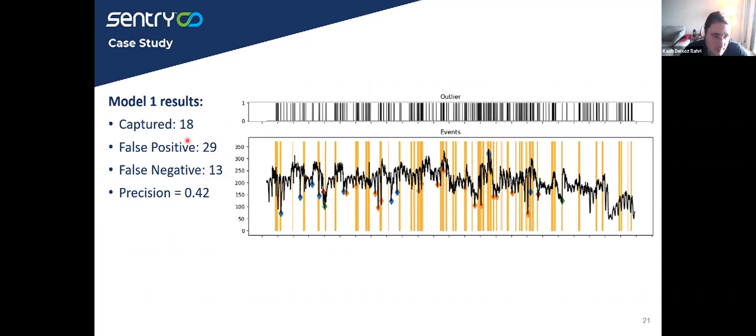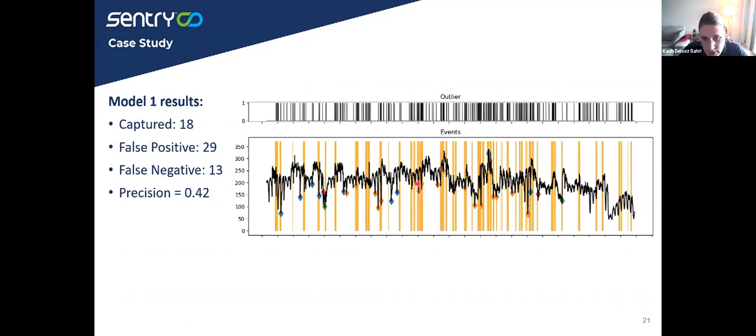And since we were able to capture more events, of course, we have fewer false negatives, or the events that the algorithm wasn't able to capture. And the final precision was increased from 0.23 to 0.42 by applying model 1.